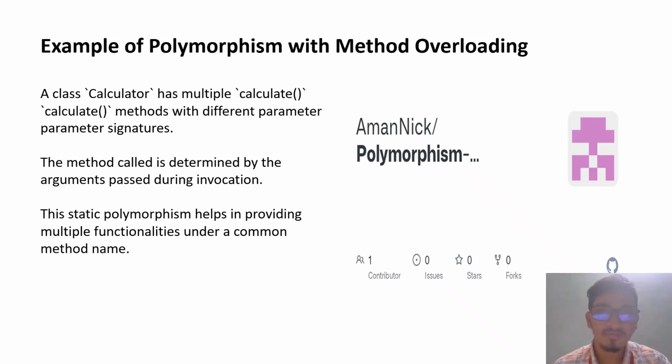Example of polymorphism with method overloading. A class Calculator has multiple calculate methods with different parameter signatures. The method called is determined by the arguments passed during invocation. This static polymorphism helps in providing multiple functionalities under a common method name.